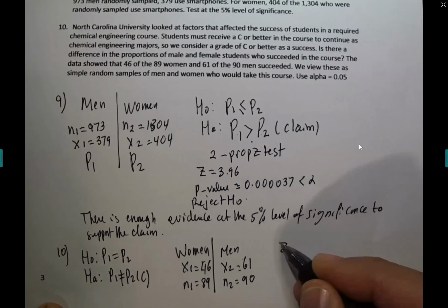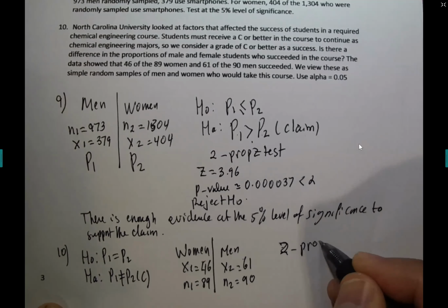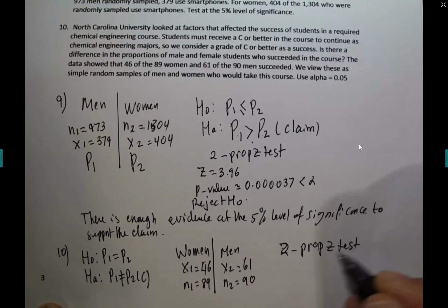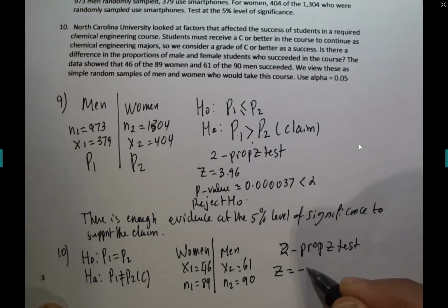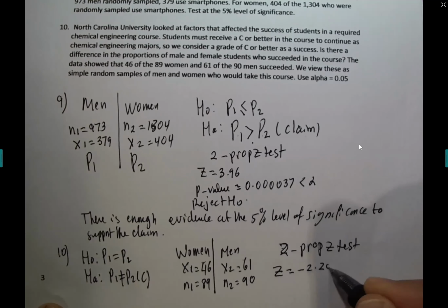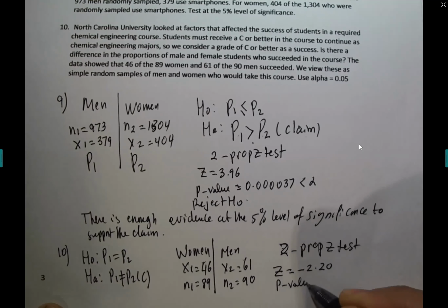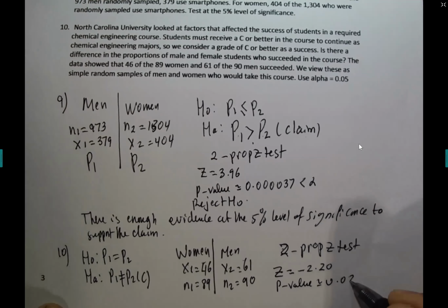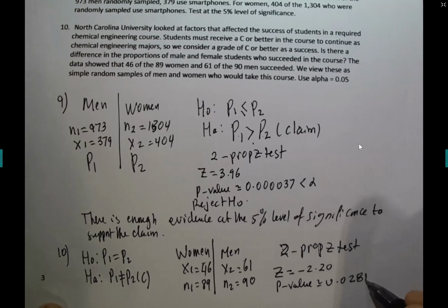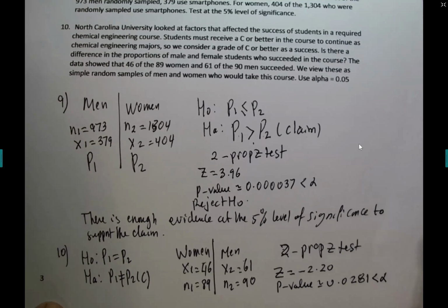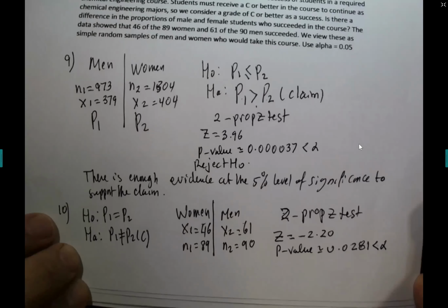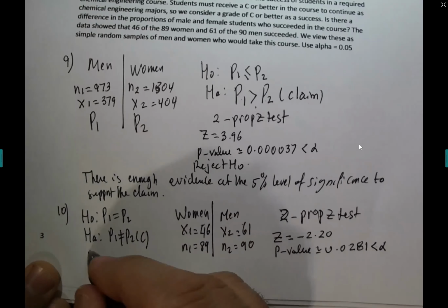So 2 prop Z test again. Z is negative 2.20, p-value is 0.0281. And what's alpha? 5%. So that's less than alpha, guys. Reject H0.